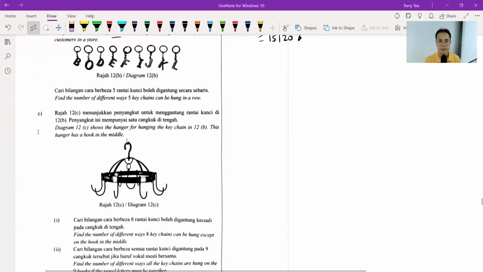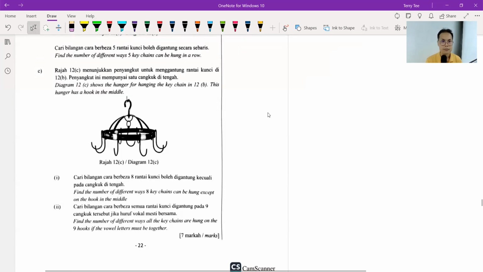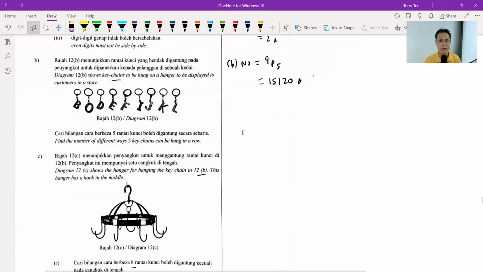Okay, part C. Here we have a hanger, diagram 12C. This is for hanging the keychain in 12B. It has a hook in the middle. Find the number of ways 8 different keychains can be hung except on the hook in the middle. So we have 8 on the side and 1 in the middle. How many keychains do I have here? I have 9. That means I must get rid of one of them. I can only choose 8 out of 9.